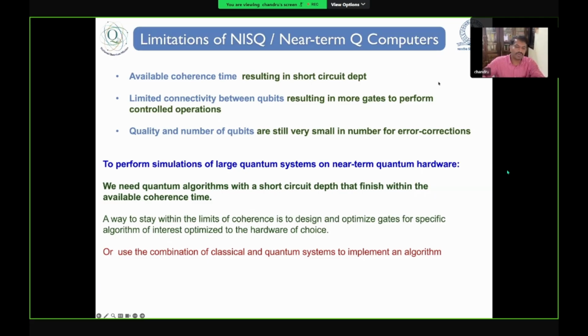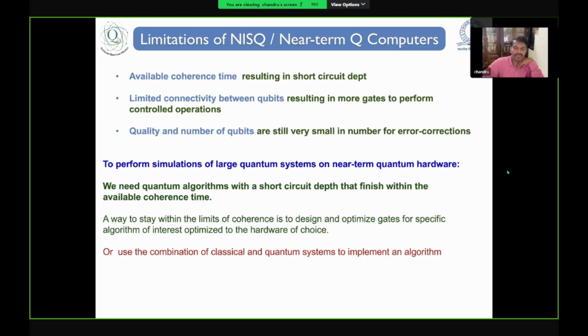Though, as I mentioned, there are limitations. Available coherence time is the most fundamental limitation we have today, which results in a short circuit depth, meaning limited numbers of gates, and limited connectivity results in more gate operations to perform. As I showed in one of the earlier slides, if I want to connect two qubits which are far away, then I need to implement many gate operations in between, and every gate operation costs some coherence time and resources, which means that the system becomes noisy even just to make the first and the last qubit connected or entangled. That limitation is a big challenge.